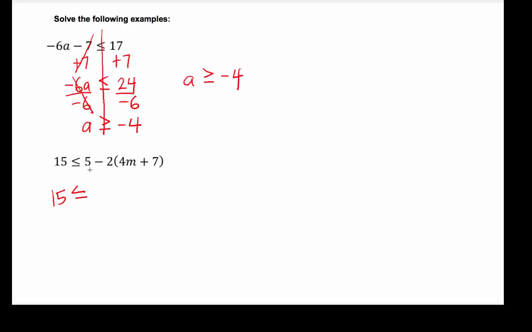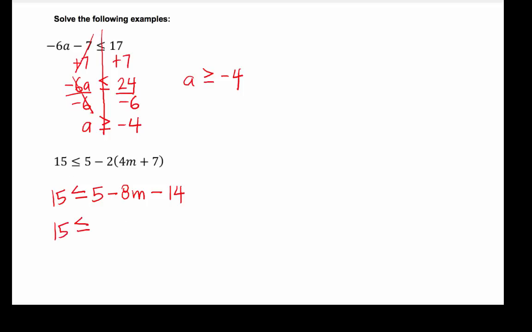15 is less than or equal to 5 minus 2 times the quantity 4m plus 7. I can't do anything with the 15, it's already simplified. The 5 minus 2, I have to multiply first. I can't subtract anything yet. I have to distribute the 2. And this is a minus 2. So I'm going to think of this as negative 2 times 4m. That is negative 8m. And I'm going to go back to this negative 2 times a positive 7. That is a negative 14. Very critical there with the signs in that step.